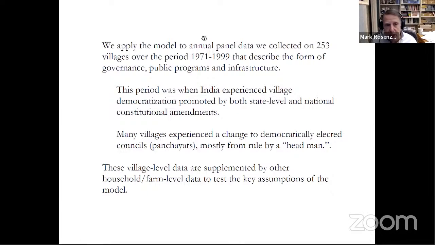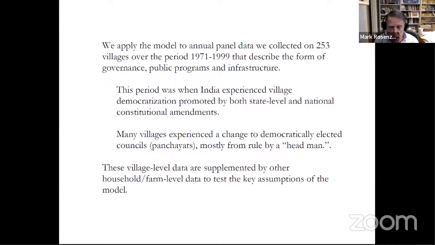Now, it was mentioned that a lot of my work has data and has models. Well, this is just like that. We're going to apply the model to data that Andrew Foster and I collected on 253 villages over the period 1971 to 99. Not all this was designed by us. This is research data that was carried out, survey work that was carried out by the National Council of Economic Research. I'll describe the data in more detail in a few minutes. But the data are going to give us a time series of the form of governance in these villages in India, as well as the public programs that were initiated, and also direct information on infrastructure that we see in those villages.